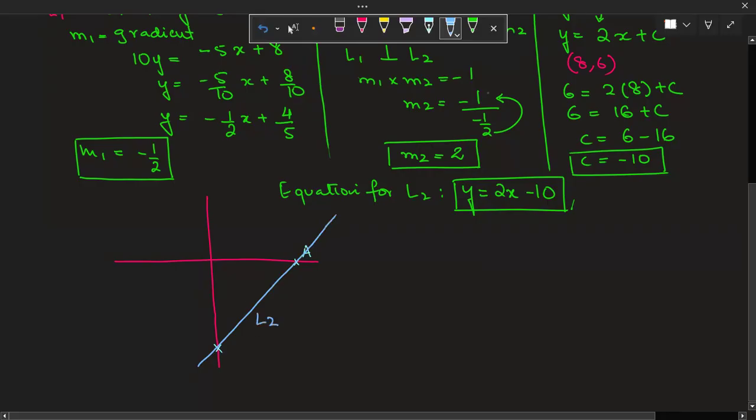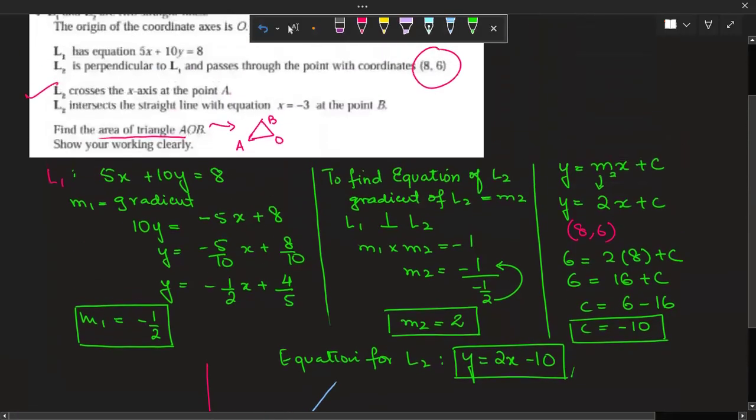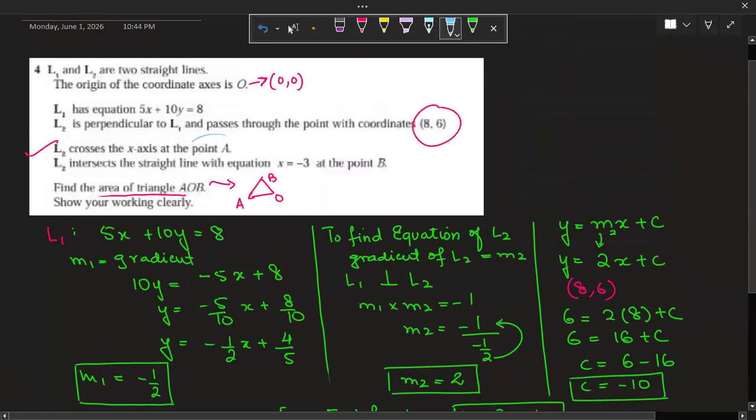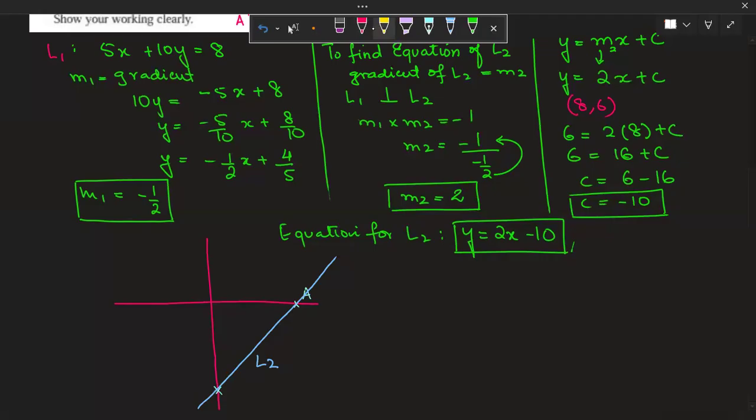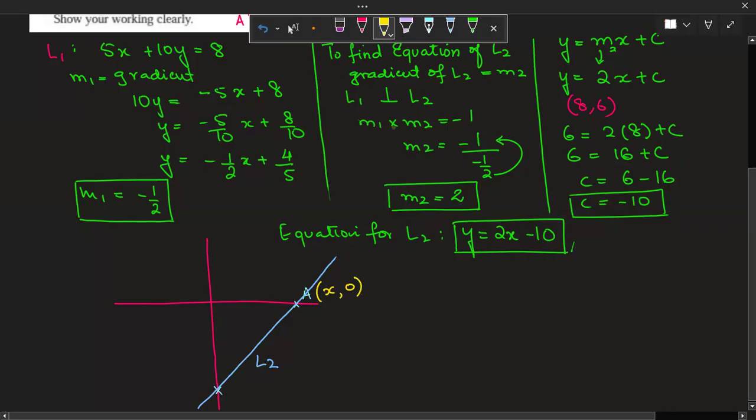Now, this point says that A, right? A is on the x-axis. So the point on the x-axis means that the x exists, but y will be 0, right? So in order to find out this value, what we can do, we can plug this into the equation.